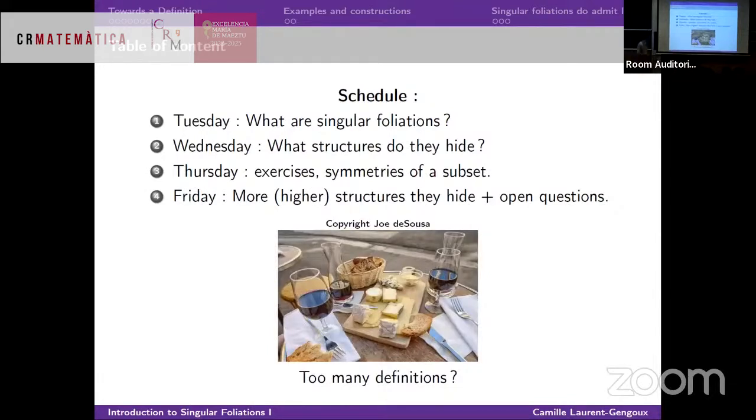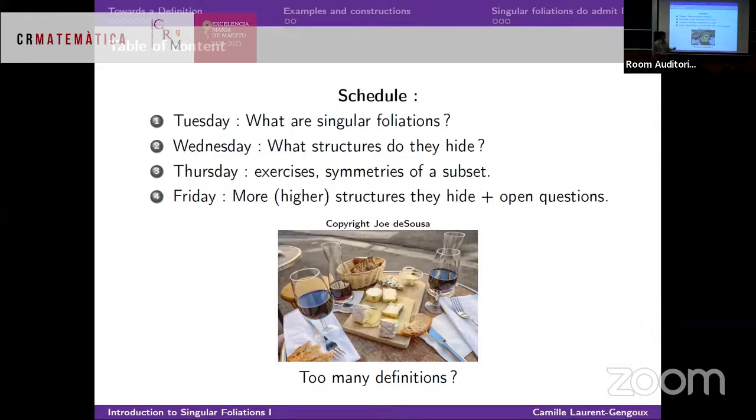One of the reasons, I think, that made singular foliation something that was around, wasn't forgotten, but not studied much by itself, is a little bit like cheese. You don't know if you like cheese or not, because there are too many kinds of cheese. And for singular foliation, you have too many kinds of singular foliations, and in particular, as I will explain, too many different definitions of what a singular foliation should be. And because of this manifold of definitions and examples, I think people got a bit uninterested.